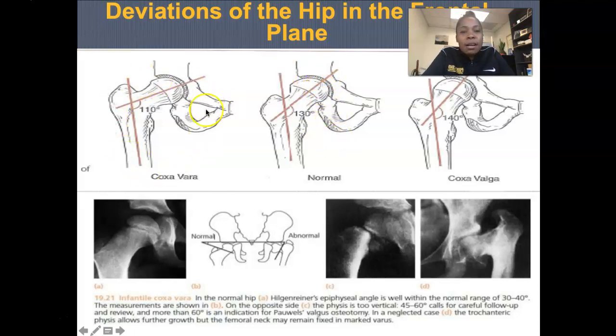What we see is in a coxa vara position, the femoral head shifts inferiorly and shortens the angle or makes the angle smaller, and so then we get what's called a coxa vara.